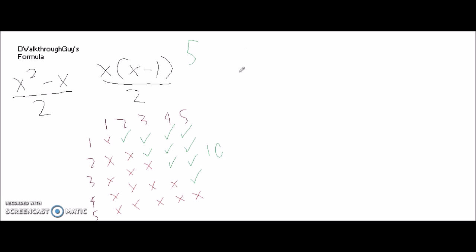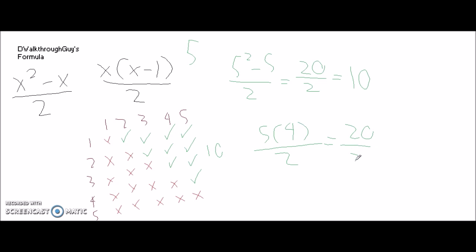So we plug in our numbers. 5 squared minus 5, divided by 2. 25 minus 5. Obviously, that's 20. So 20 divided by 2 is going to equal 10. There you go. That's how you determine there's 10 possible ships in this grid of 5. And for the simplified version, we have 5 times (5 minus 1), which is 4, divided by 2. That's obviously 20 divided by 2, and again, that becomes 10.